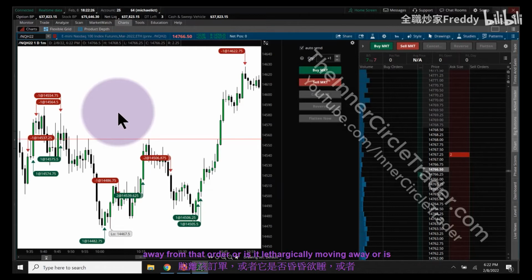Is it easily moving away from that order? Or is it lethargically moving away? Or is it completely running against it? That immediate feedback, that feedback loop that it gives you as a trader, because you have something in there that's worth something, you're going to be more attentive to what price is doing and what you're familiar with reading price than if you were just watching the charts paint the candles.